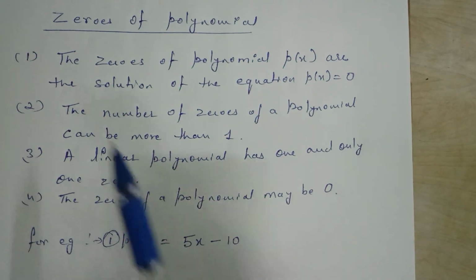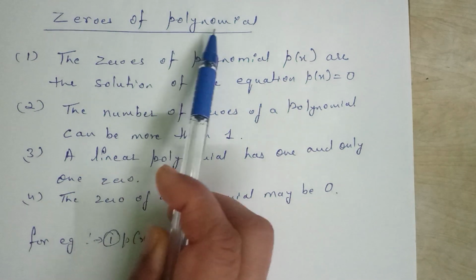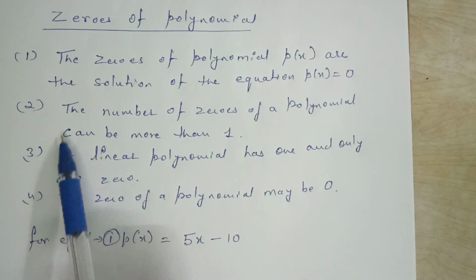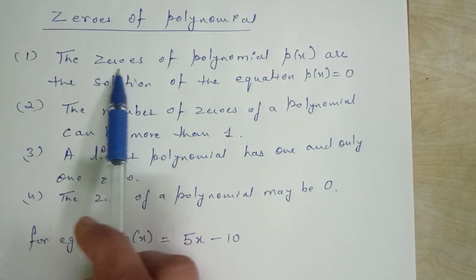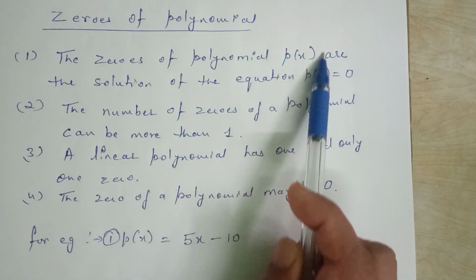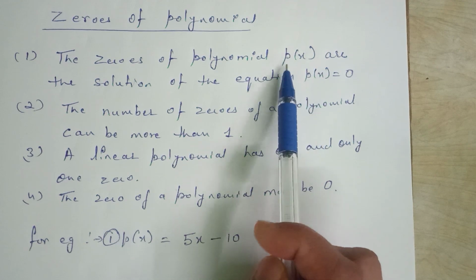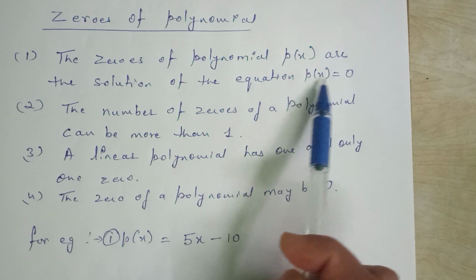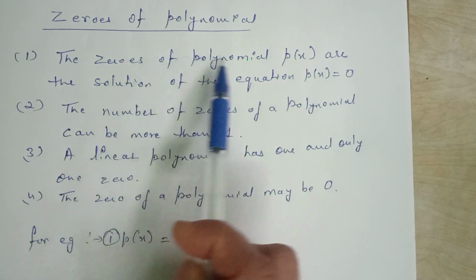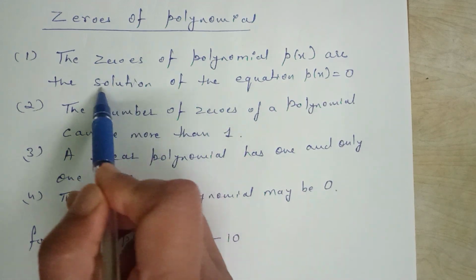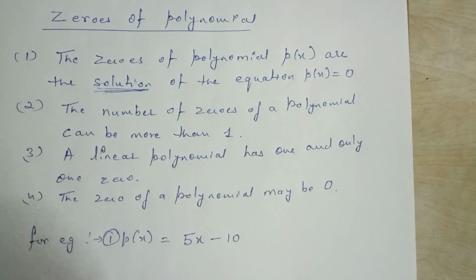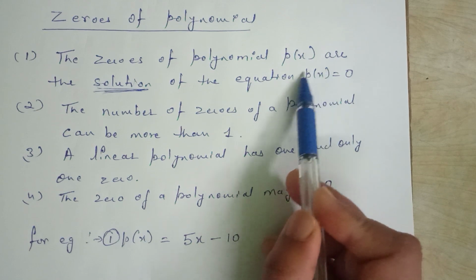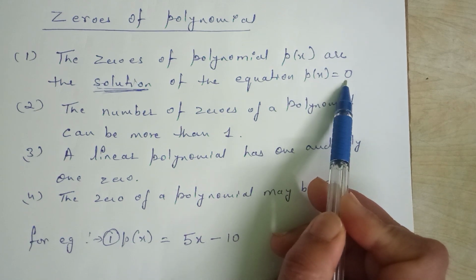Yes, students, today we are going to learn zeros of polynomial. Before starting, there are some points we have to keep in mind. Number one, what are zeros? The zeros of polynomial p(x) are the solutions of the equation p(x) = 0. Solution means the value of the variable on putting which the value of the polynomial becomes 0.